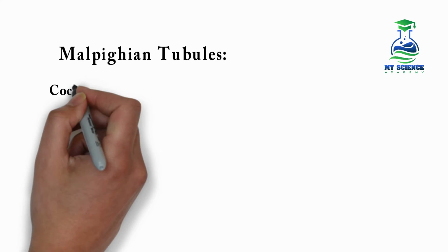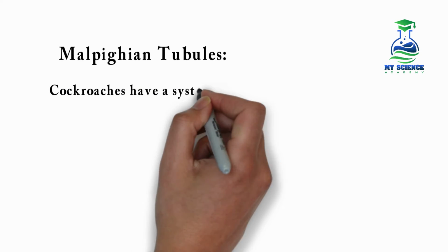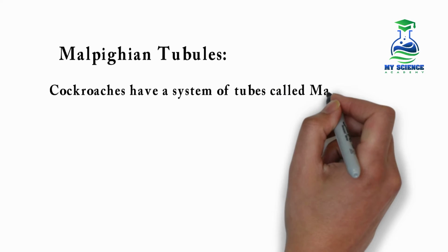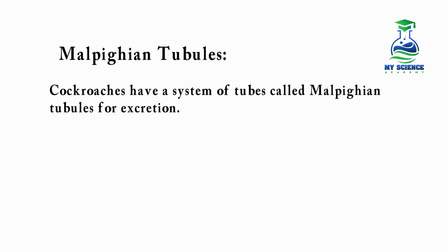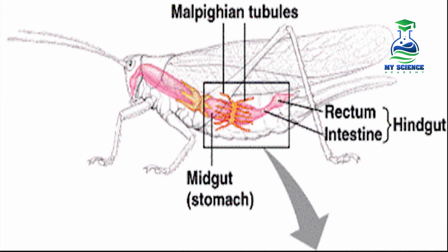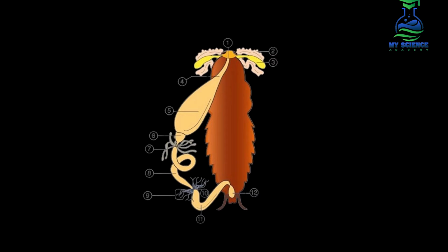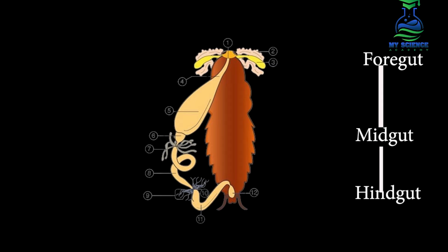They have Malpighian tubules. Cockroaches have a system of tubes called Malpighian tubules for excretion. Here in this diagram, you can see Malpighian tubules. Before understanding its structure and function, just have a look on the tubular digestive system of cockroach that contains foregut, midgut and hindgut.